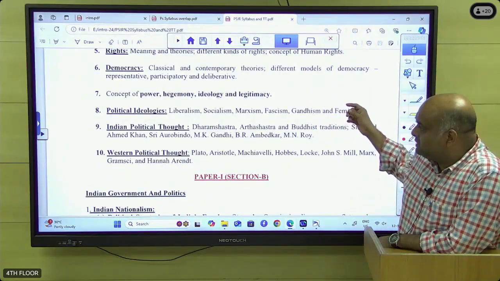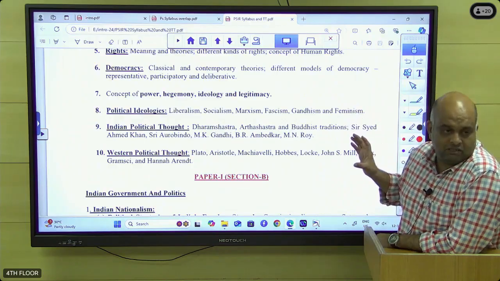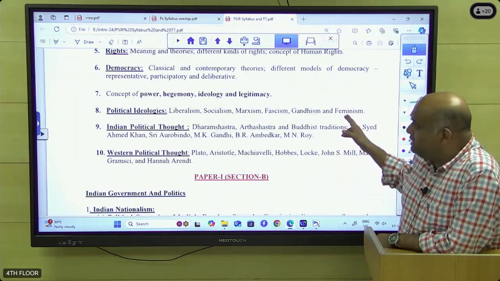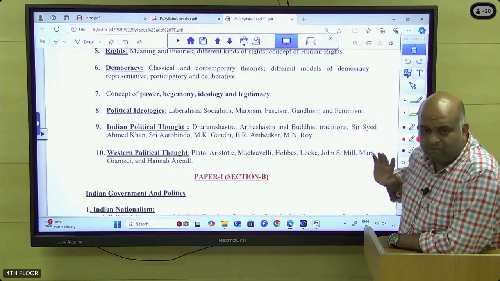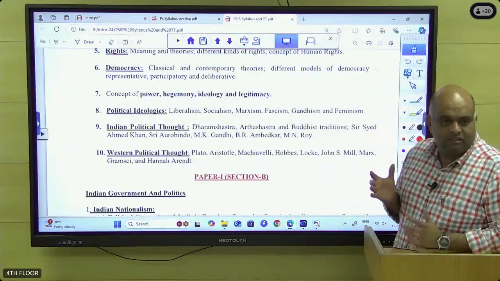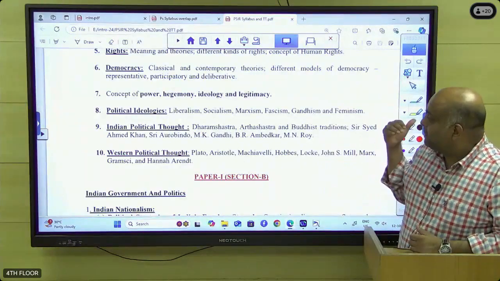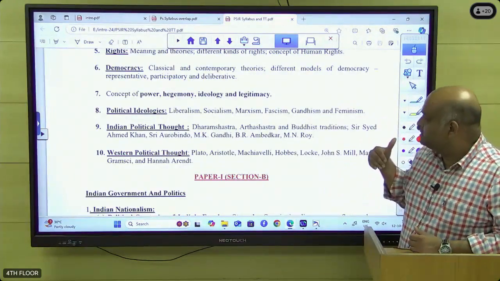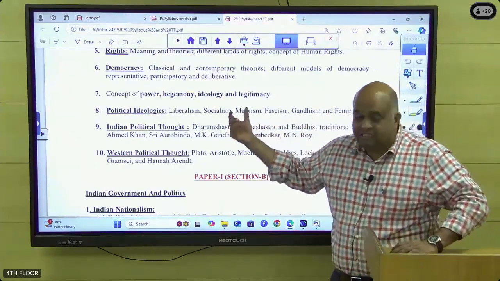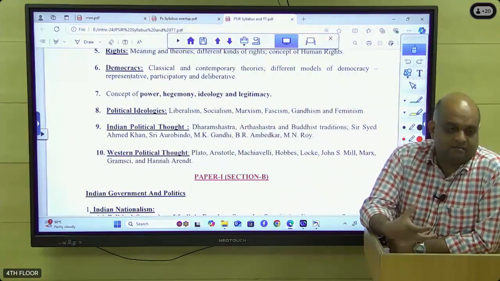And then we have chapter number 8, the most important part in our syllabus, the political ideologies. Whether it is coming in the newspaper or not, without reading chapter number 8, you can't prepare for PSIR. What do you mean by liberalism? It is an ideology, a set of ideas. Socialism, Marxism, feminism, fascism, Gandhism. These are all the isms. Isms means a set of coherent ideas.